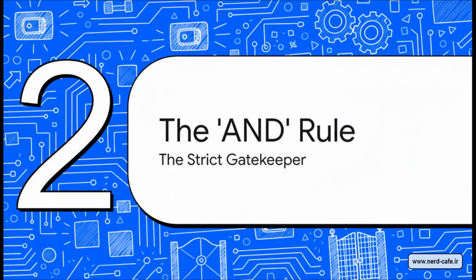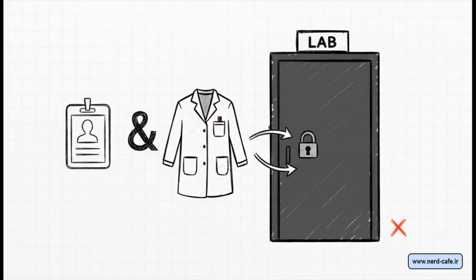So let's start with and. I always think of this one as a strict gatekeeper. You know, it's got really high standards, and if you don't meet every single one of its demands, you are not getting past. Here's a perfect example from the real world. Imagine you need a student ID and a lab coat to get into a science lab. If you show up with just the ID but no coat, nope, you can't come in. What if you have the coat, but you forgot your ID? Sorry, still can't get in. You have to have both.